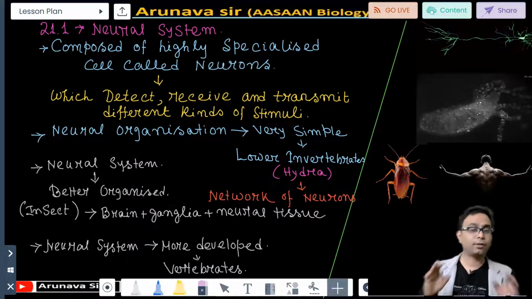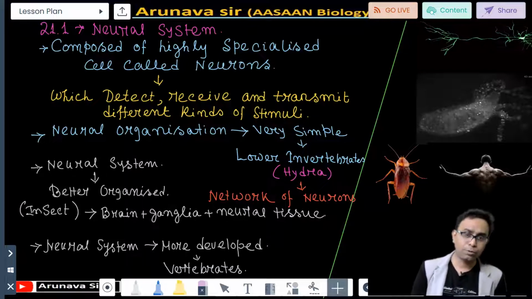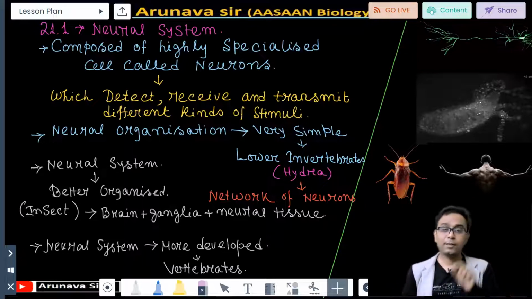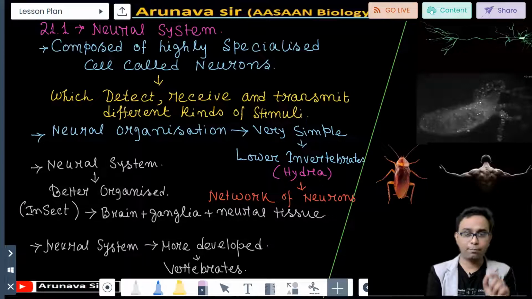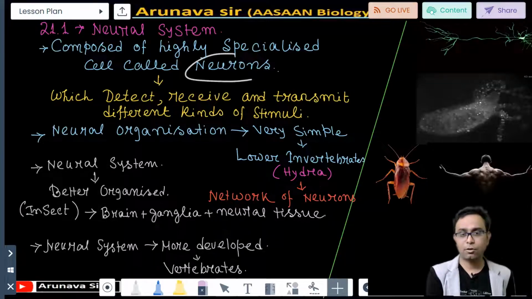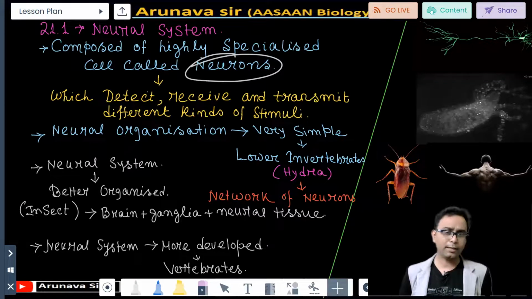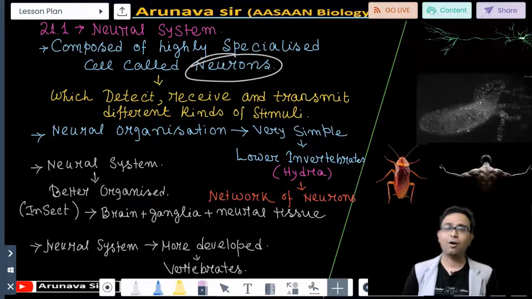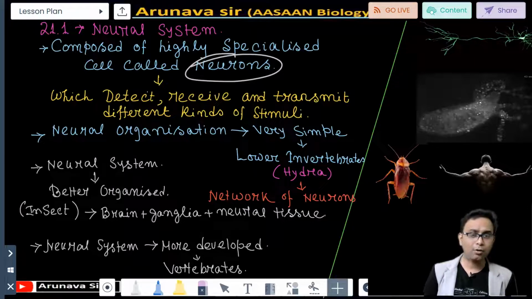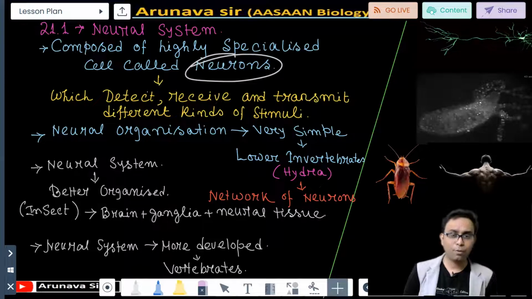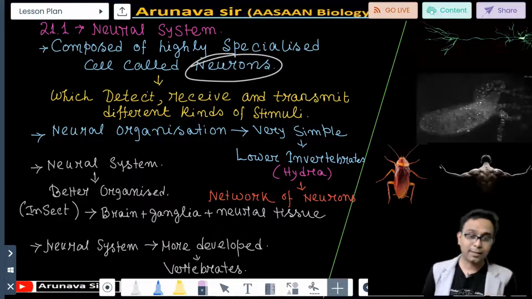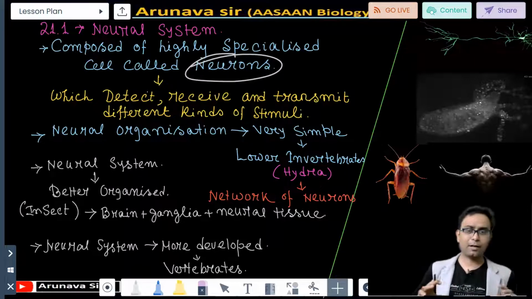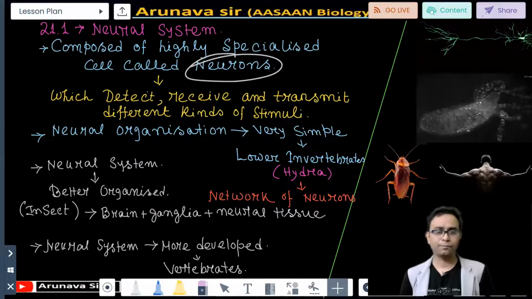The nervous system, or neural system, is composed of highly specialized cells. Every organ is made up of cells, but the nervous system is made up of a special type of cell called neurons. You already know that the neuron is the structural and functional unit of the nervous system. But how the neurons work is the most important thing. At first, they detect, receive and transmit different kinds of stimuli. That is a very interesting function of the neuron.